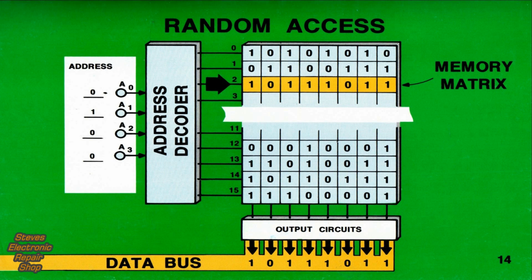This brings up another memory term called access time. Access time is the period required to obtain data from memory. It's usually measured in micro or nanoseconds. The important point about random access memory is that data can be accessed in a fixed amount of time, no matter where it's stored. For example, data at address 15 can be accessed just as fast as data at address 0.